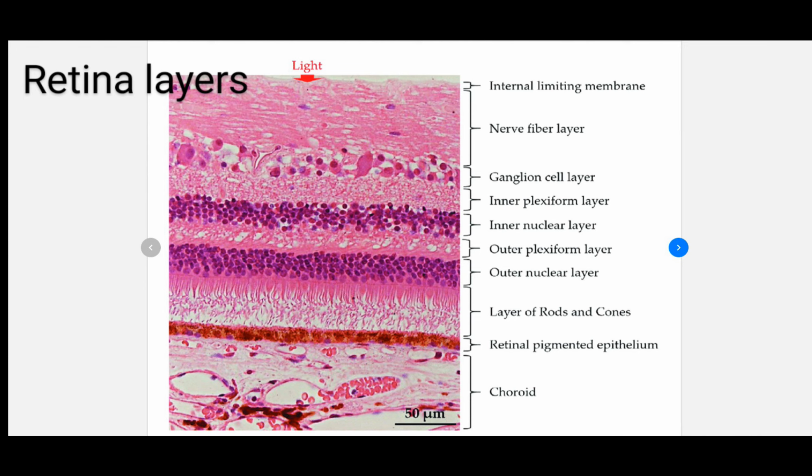Starting with the internal limiting membrane, then nerve fibers, then ganglion cells. Nerve fibers will be going to ganglion cells. Then inner plexiform, inner nuclear, outer plexiform, outer nuclear. Then is the layer of rods and cones and retinal pigmented epithelium. Plexiform layers are inside while the nuclear layers are on the outer side. The most important point to be remembered.